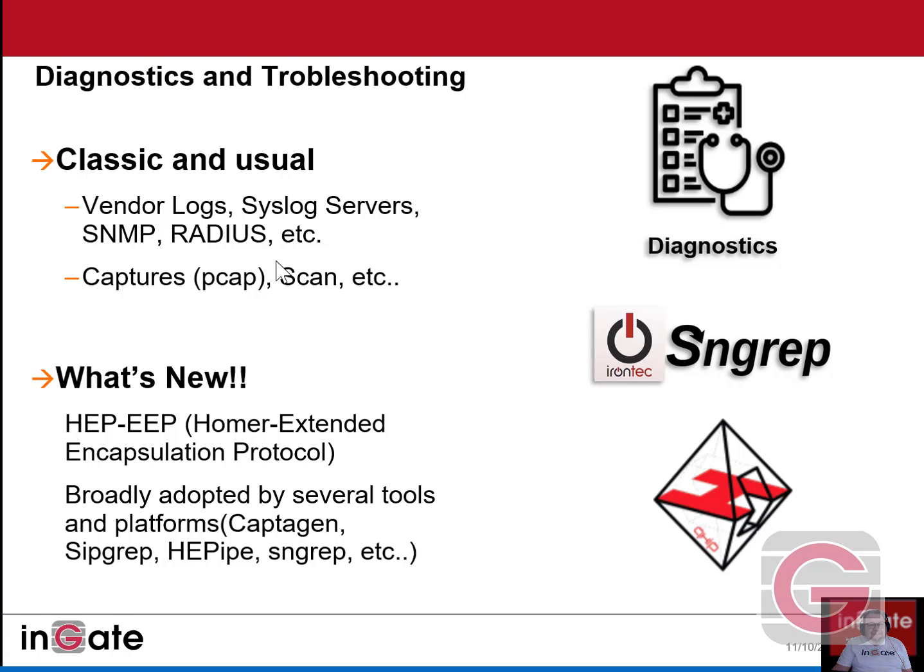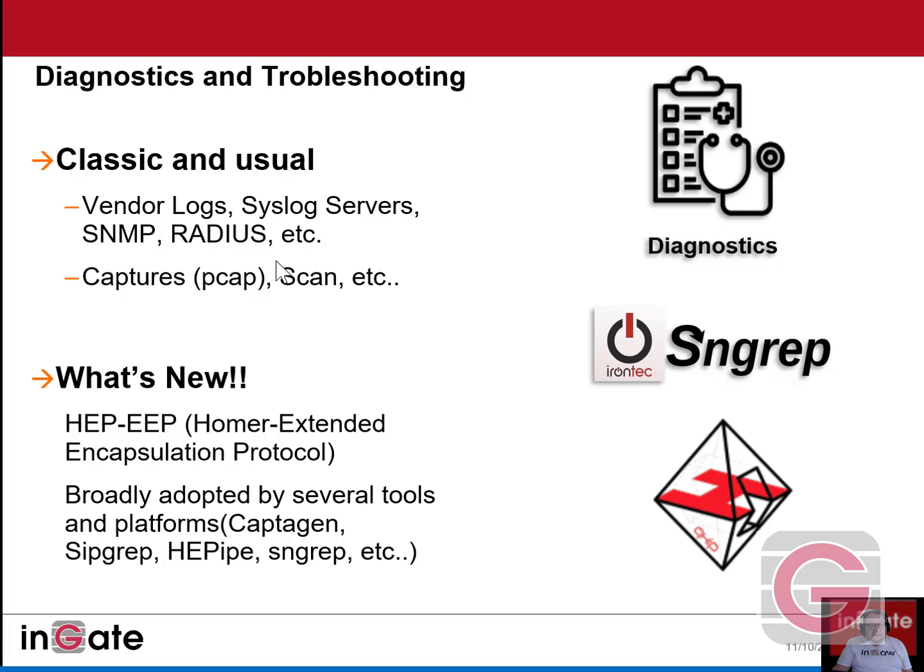When you have HEP support, you are basically replicating the old concept of mirroring the traffic information and sending it to another place for analysis. That's what it does.